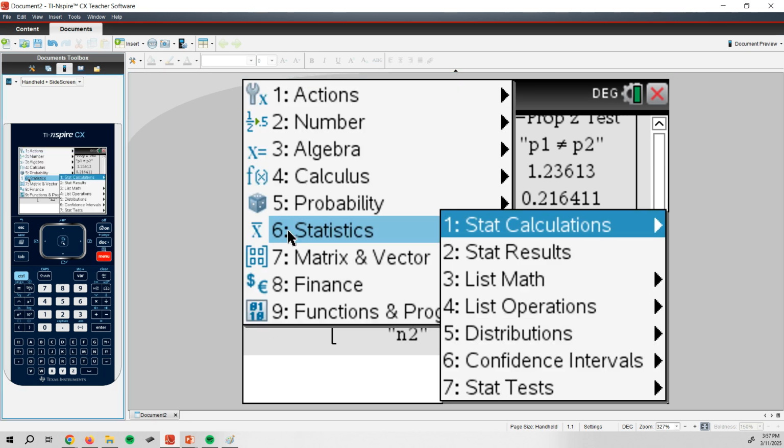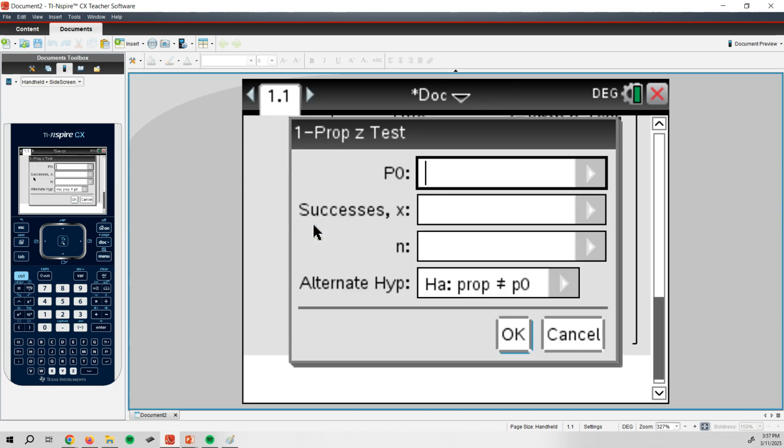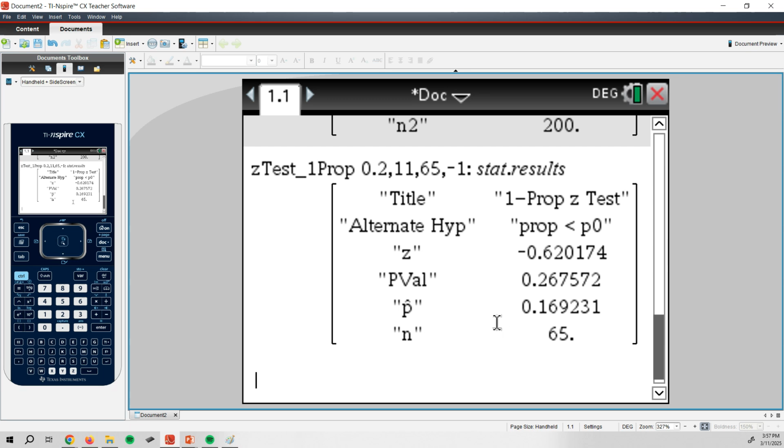Menu, statistics, stat tests, 1-prop z-test. And P naught was 20%. You can put 0.2 if you want. And we got 11 out of 65. And we think it's less than, so we need to change this to less than. Okay, so we got a z-score, we got a p-value, we even got our p-hat, all that kind of fun stuff. So let's start writing this out.